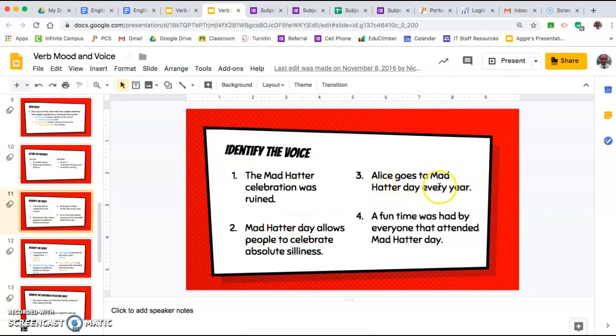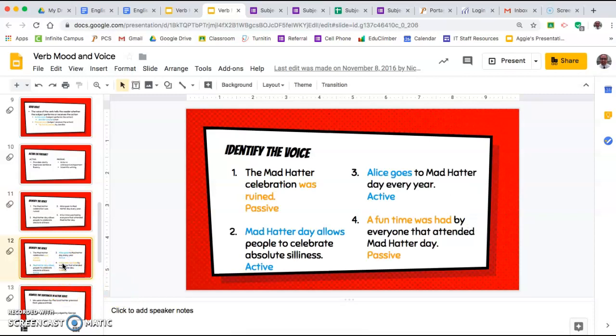Number 3, Alice goes to Mad Hatter Day every year. Alice is doing the action of going. So it's active. And number 4, a fun time was had by everyone that attended Mad Hatter Day. The fun time was had, meaning that something was done to it. So here again we have passive voice.